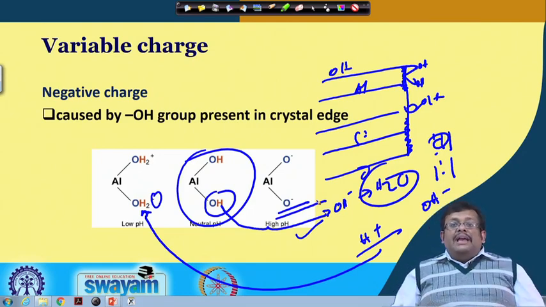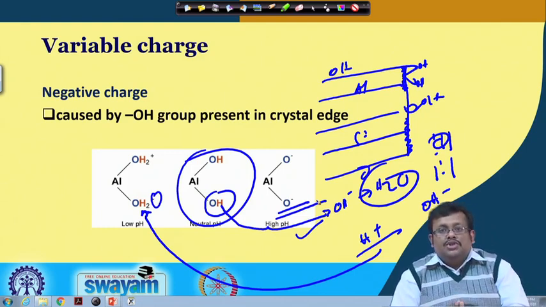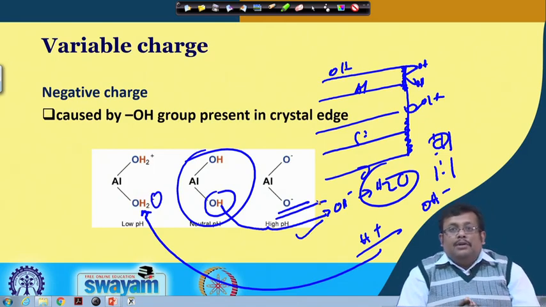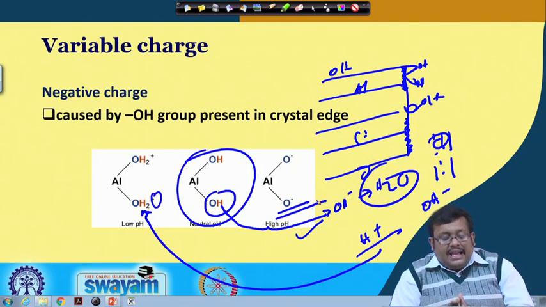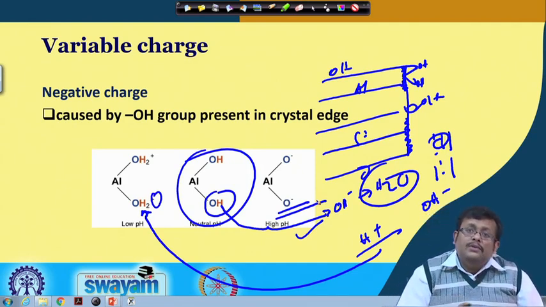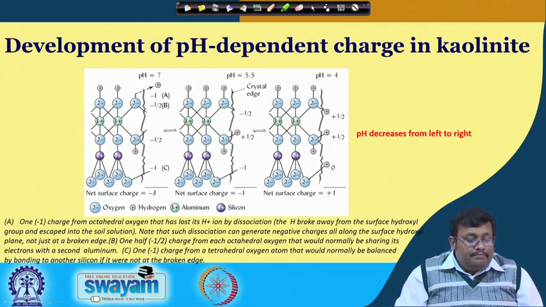So, you can see based on different pH, the charge distribution is also changing. In case of lower pH, there will be development of positive charge, and in case of higher pH, there will be development of negative charge. So, that is why we call it variable charge. All right.